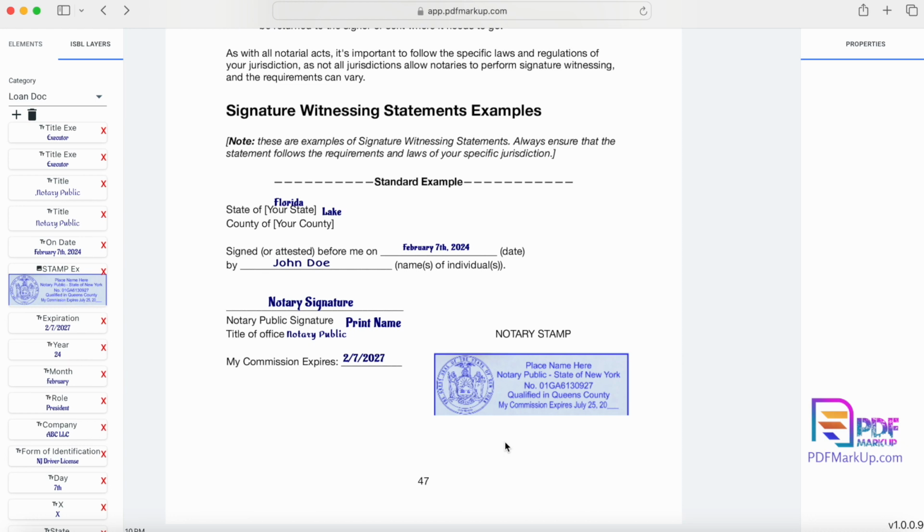That can be used for different things. This is a signature witness statement example, notarial cert, but there could be different types of notarial certs for that one thing, and different types of notarial language on that cert. So let's see which the next one's going to be.